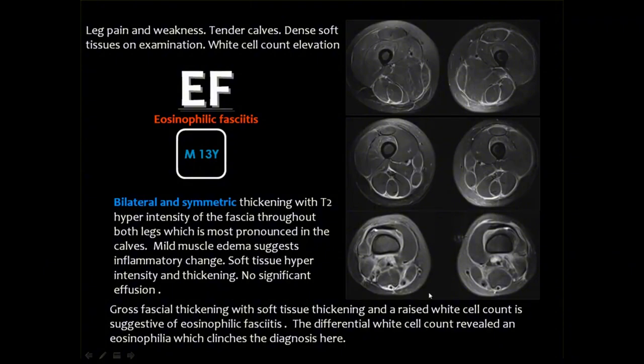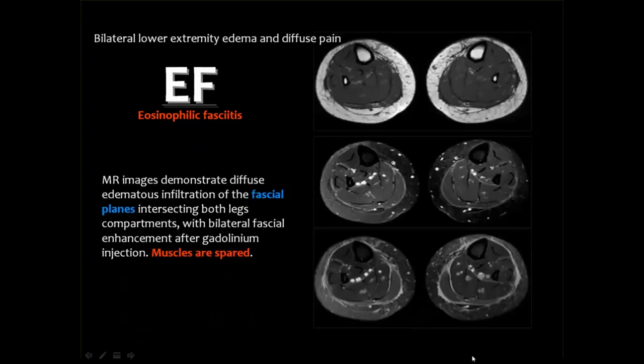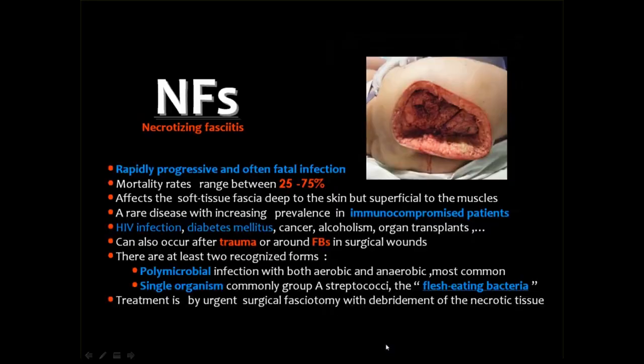Then this is the appearance on MRI T1 post contrast, and you get enhancement of the fascial planes, but the muscles are not involved. Then this is also another example. This is the T1, and this is the T2, and this is the T1 post contrast, and you get enhancement and thickening of the fascial planes, but the muscles are spared or not affected.